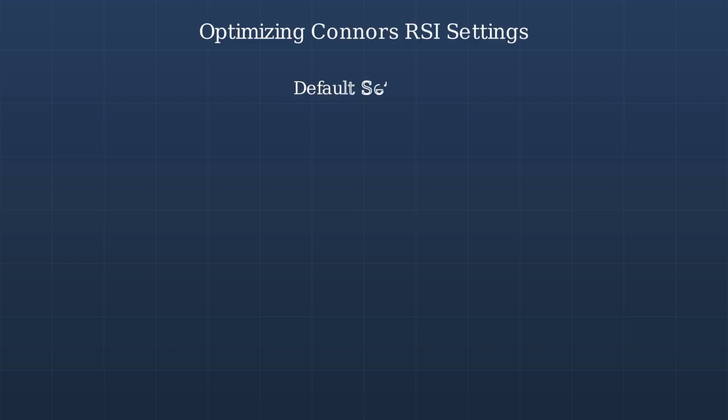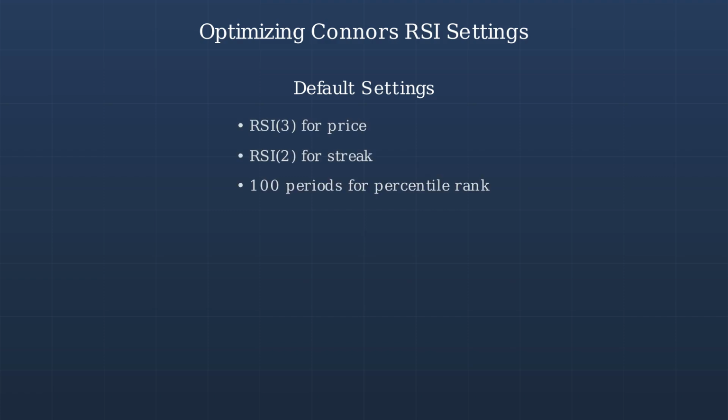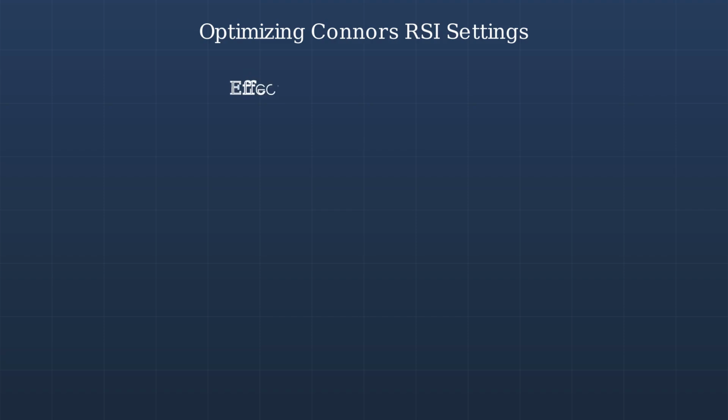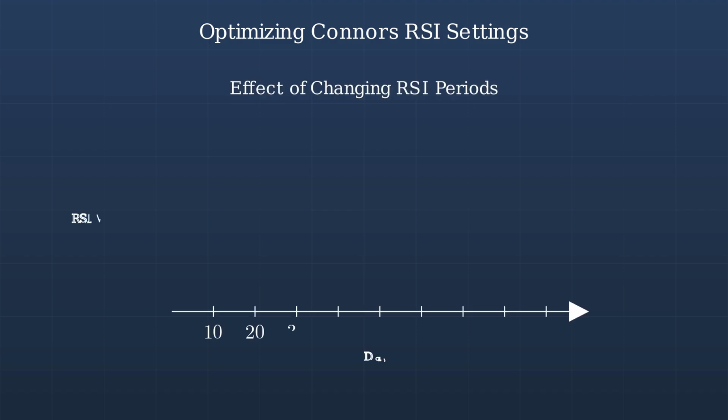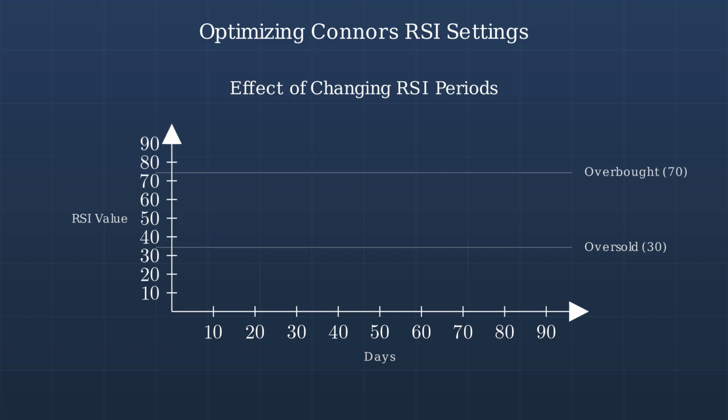The default Connors RSI settings use RSI with a period of 3 for price, RSI with a period of 2 for the streak component, and 100 periods for the percentile rank calculation. The RSI period settings significantly impact the indicator's sensitivity. Here we can see 3 different RSI period settings and how they affect the indicator.